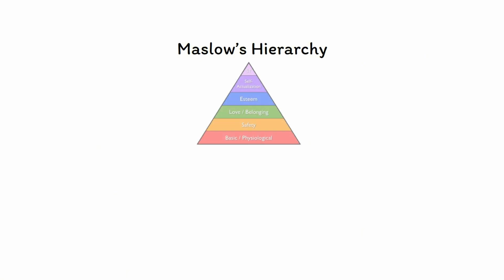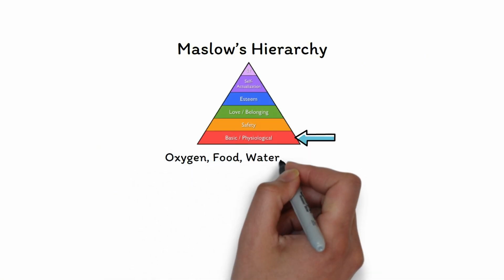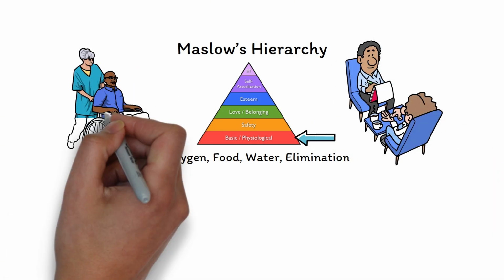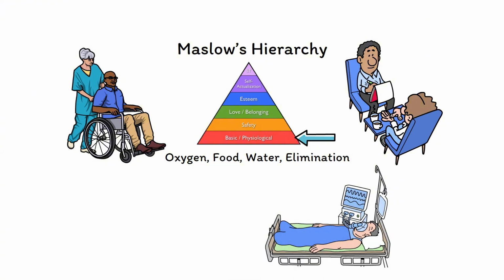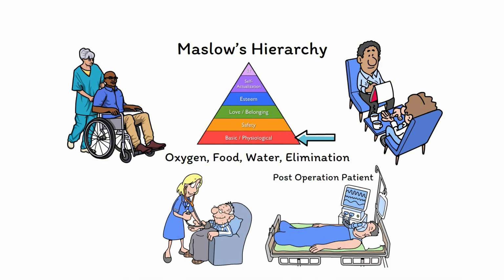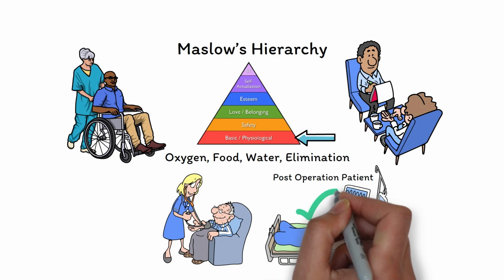Maslow's hierarchy helps us prioritize physical needs first, such as oxygen, food, water, and elimination, before addressing psychological or emotional concerns. Example, a post-operation patient in pain versus a patient requesting emotional support. The post-operation patient is prioritized first.